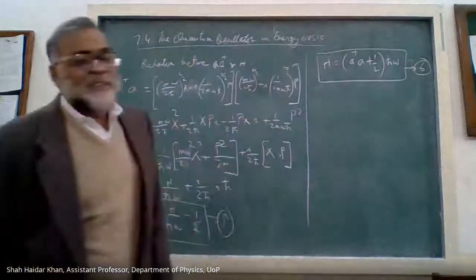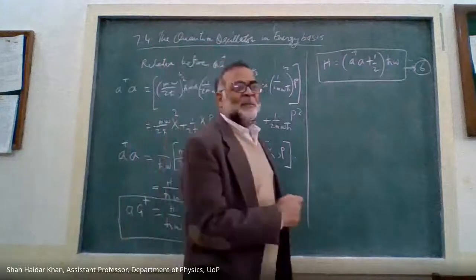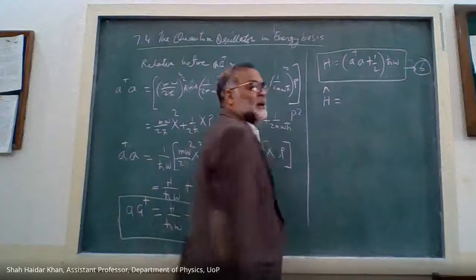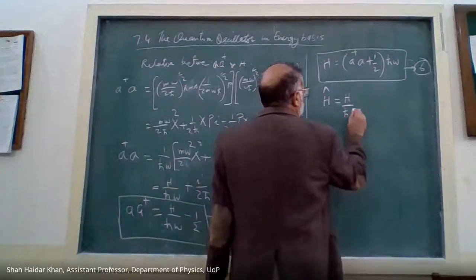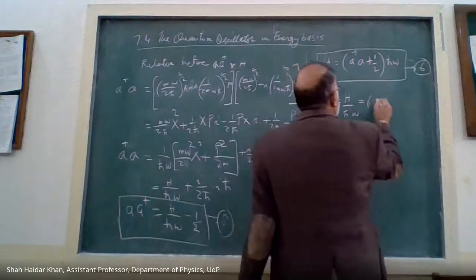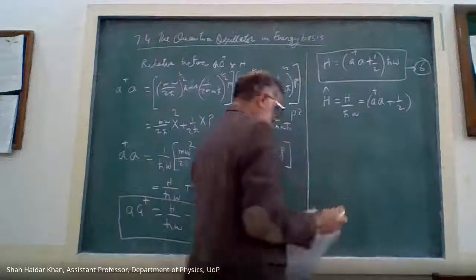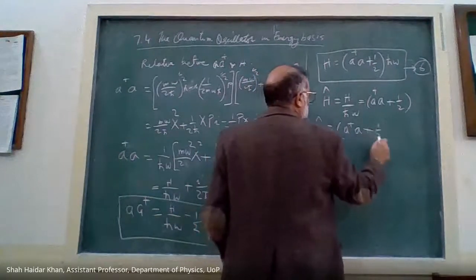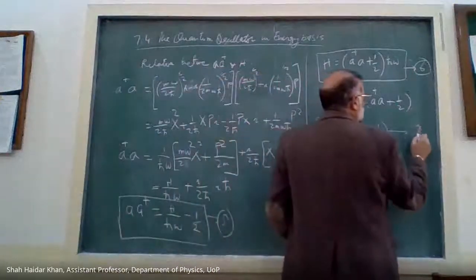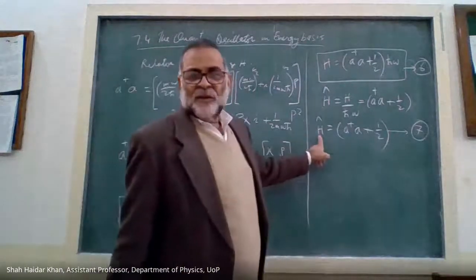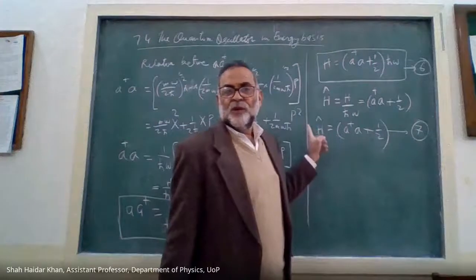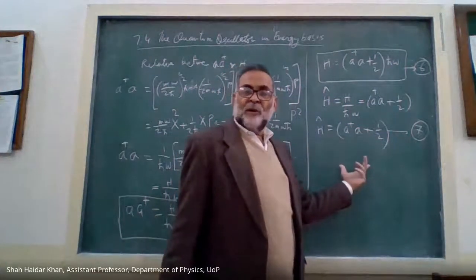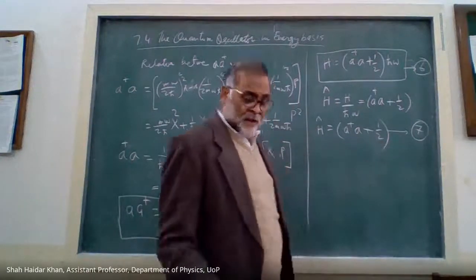Okay, let us simplify this a little further and normalize it, making it unitless. Let H cap be equal to H over h cut omega, and that will be equal to A dagger A plus 1 over 2. Remember, H cap will be counted in units of h cut omega because we have divided H, the Hamiltonian, by h cut omega. Therefore, whatever value we get from here will be in units of h cut omega. So we should remember this.